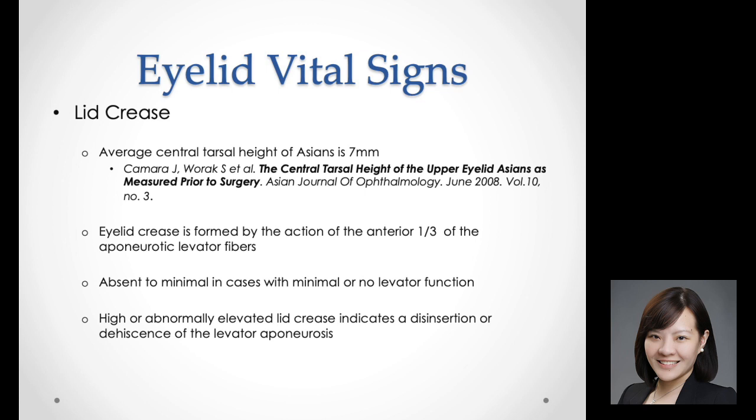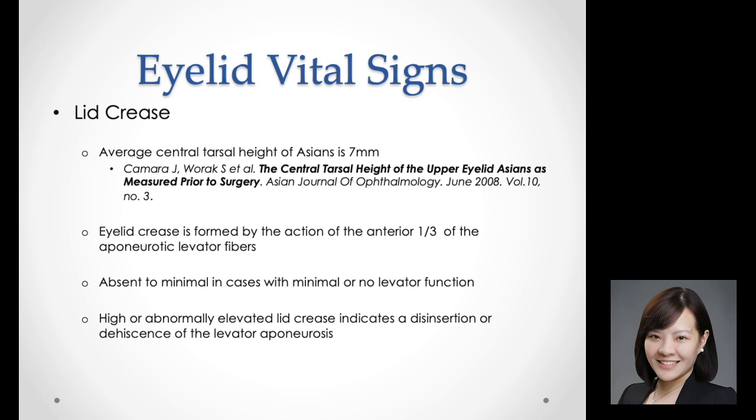Next would be your lid crease. In the books, they say that the average tarsal height of the upper eyelid is 9 to 10 millimeters. This is probably true with Caucasian or non-Asian eyes, but in a study done by Dr. Camara and yours truly, the average central tarsal height of Asians appeared to be around 7 millimeters. So remember that the eyelid crease is formed by the action of the anterior third of the aponeurotic levator fibers. It is absent to minimal in cases with no levator function, and it is high or abnormally elevated when it indicates a disinsertion or dehiscence of the levator aponeurosis.